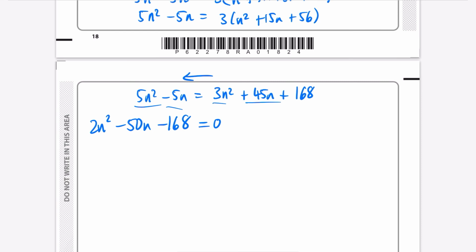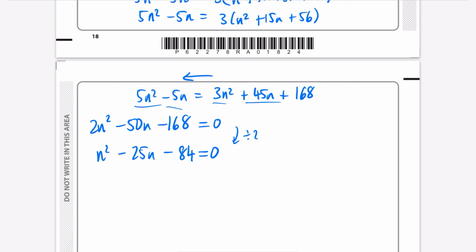So now that we've got to this stage, we can see if we can actually simplify this. We actually can simplify this because everything can be divided by 2. So I'm going to get n squared minus 25n. Half of 168 is 84. Again, you can check that on your calculator. Now, I know that this is not going to be the quadratic formula because n needs to be an integer, and so I don't need to go to that length.